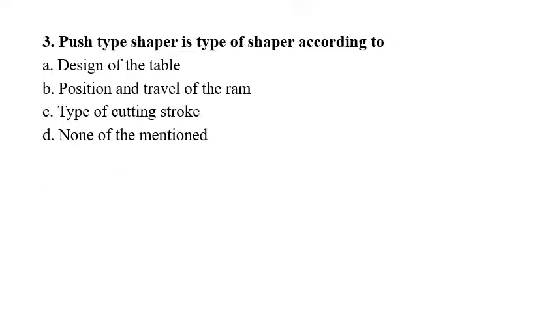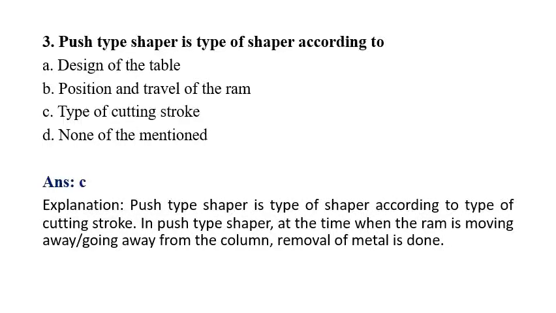Okay. Question number 3. Push type shaper is a type of shaper according to design of the table, position and travel of the ram, type of cutting stroke, none of the mentioned. The answer will be C. Type of cutting stroke. See, the push type shaper comes under classification based on type of cutting stroke. Okay. Here answer will be C. Type of cutting stroke.